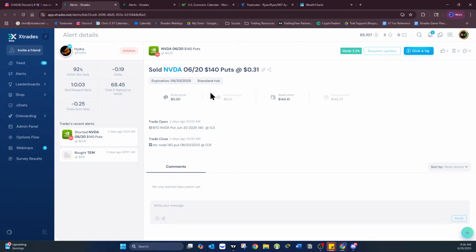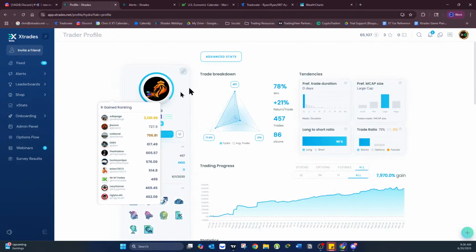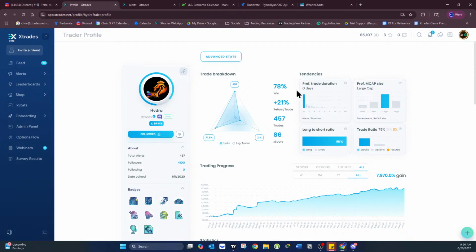Maybe he was looking for a quick scalp, and whatever he saw, he didn't like it much. Oh, I just noticed he shorted Nvidia puts, so he was selling Nvidia puts, not buying them. So this is just this specific trade. From here I can either click on Nvidia and see who else has trades with Nvidia, or I can click on the trader's profile. I can click on Hydra, and it'll take me directly to his profile. I can see his win rate, again, just like I showed you.